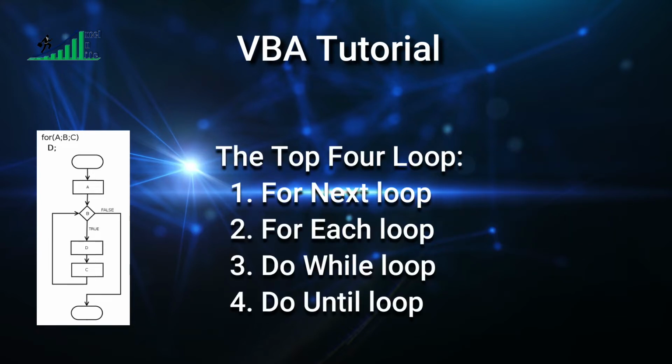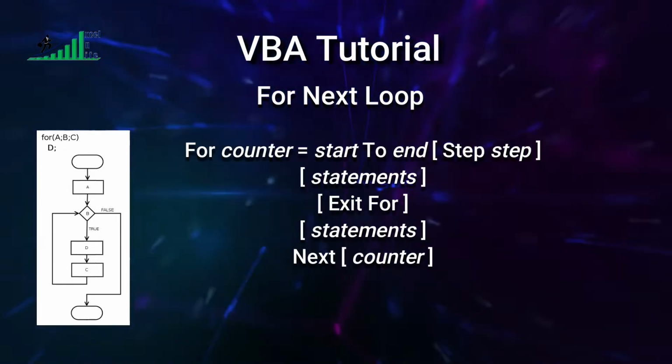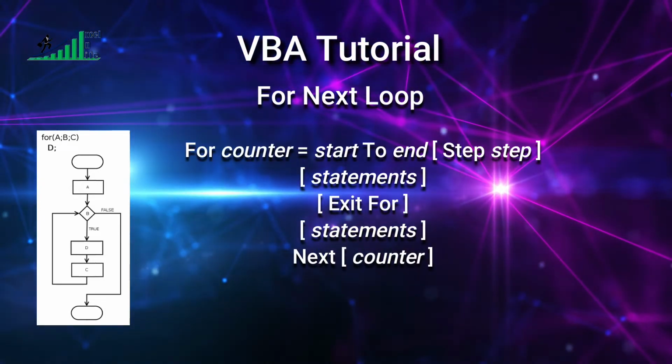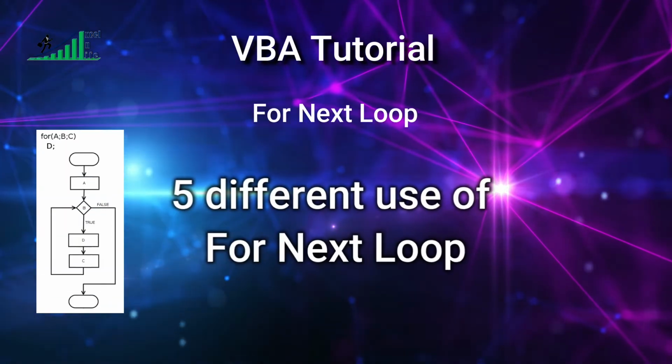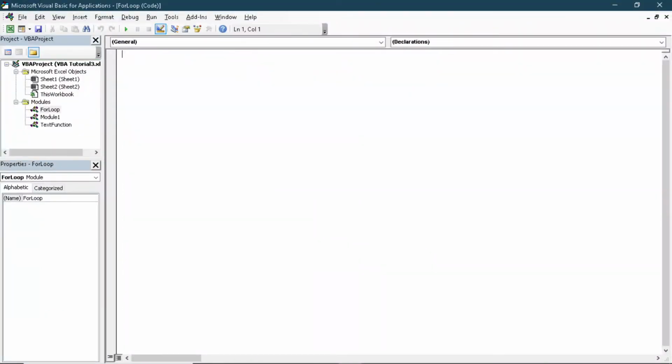There are different kinds of loops that you can use in VBA. The top 4 are: 1. For next loop. 2. For each loop. 3. Do while loop. 4. Do until loop. Syntax of the for next loop. Now we will see 5 different use of for next loop. Let us open VB editor to write the code.